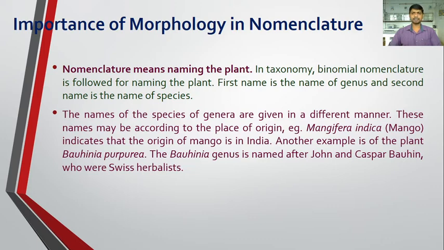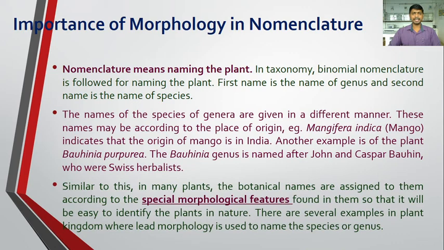Another example is the plant Bauhinia purpurea. The Bauhinia genus is named after John and Caspar Bauhin, who were Swiss herbalists. So from the names of plant taxonomists, the names of some plants have been given. For example, Bauhinia purpurea. This Bauhinia genus is named after John and Caspar Bauhin.